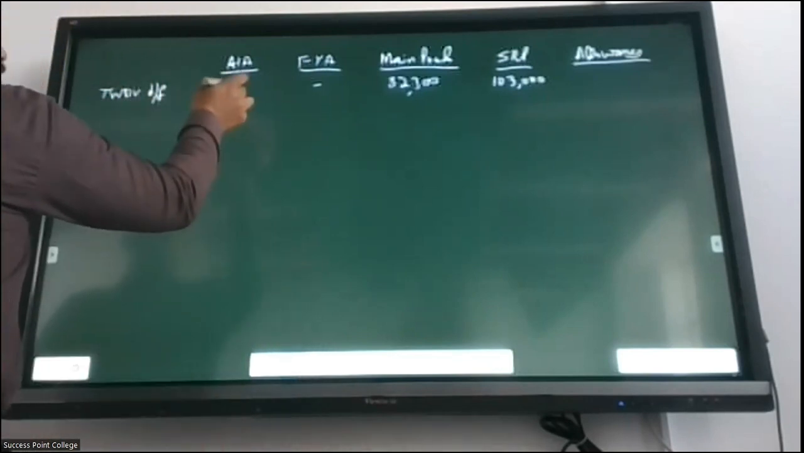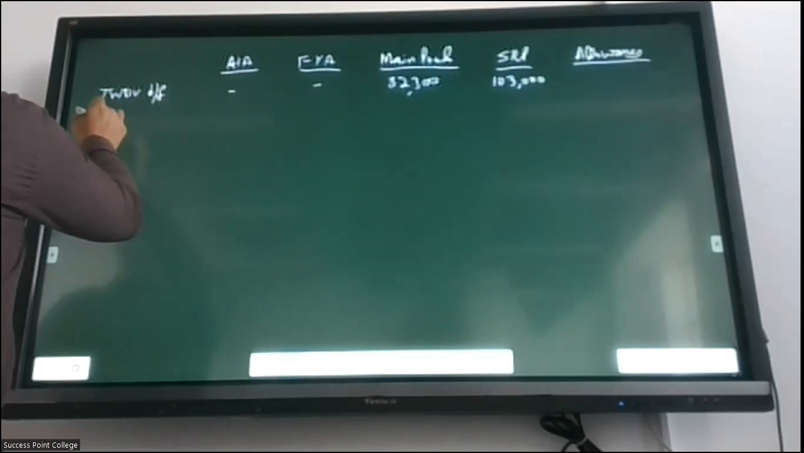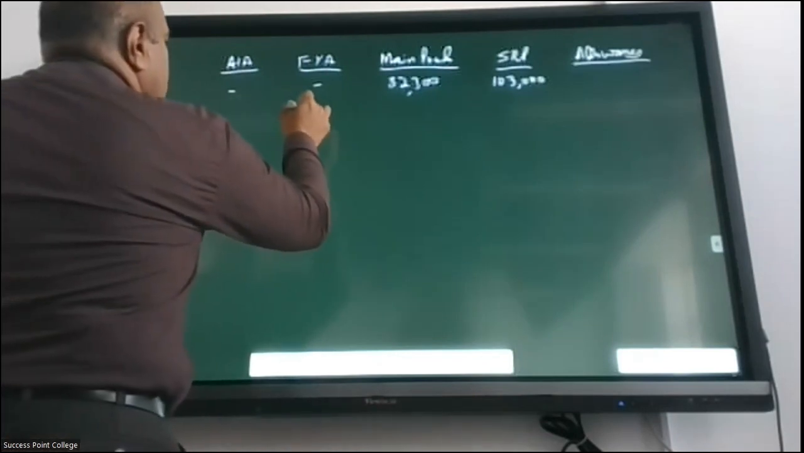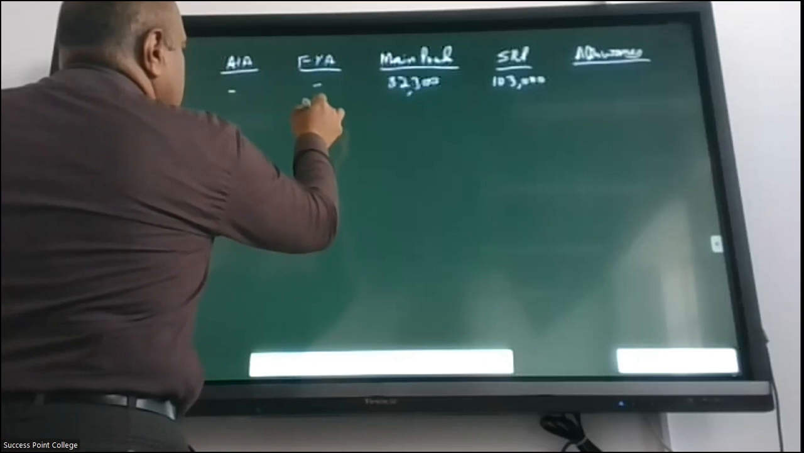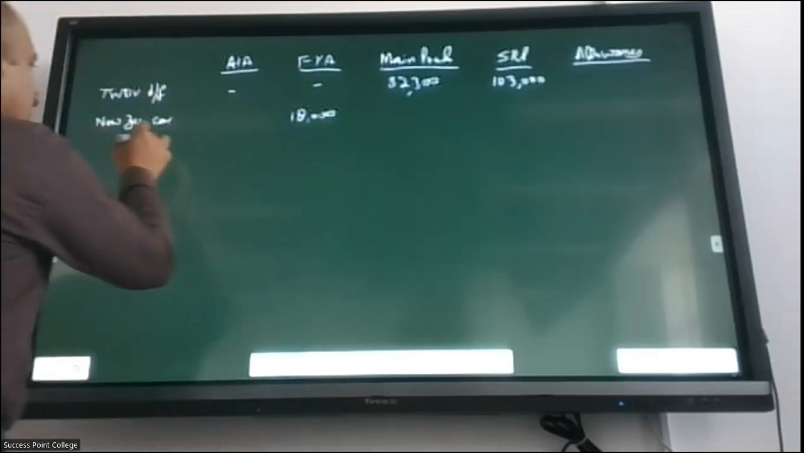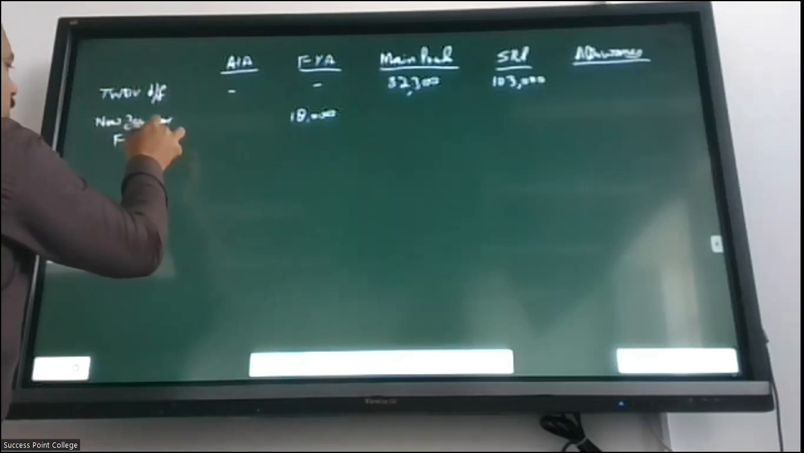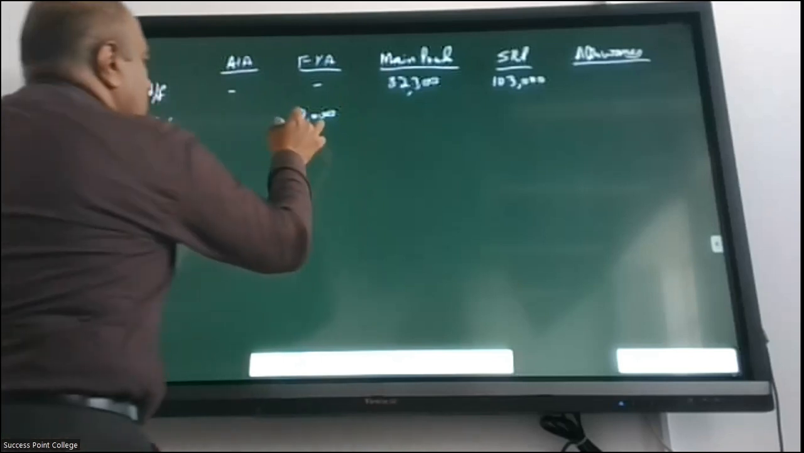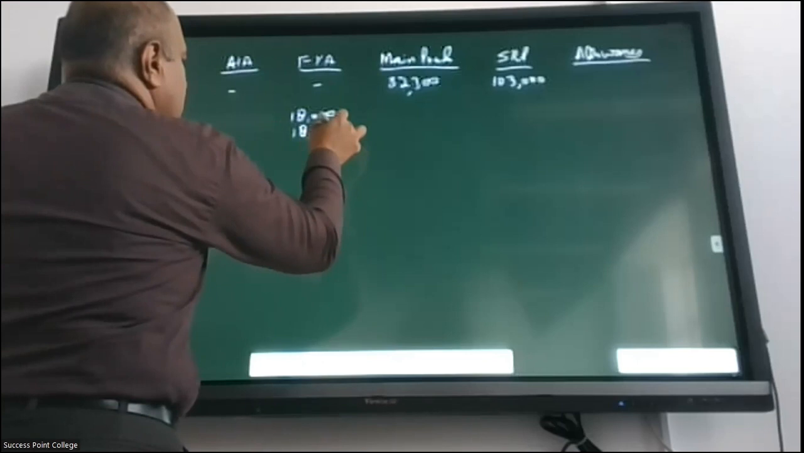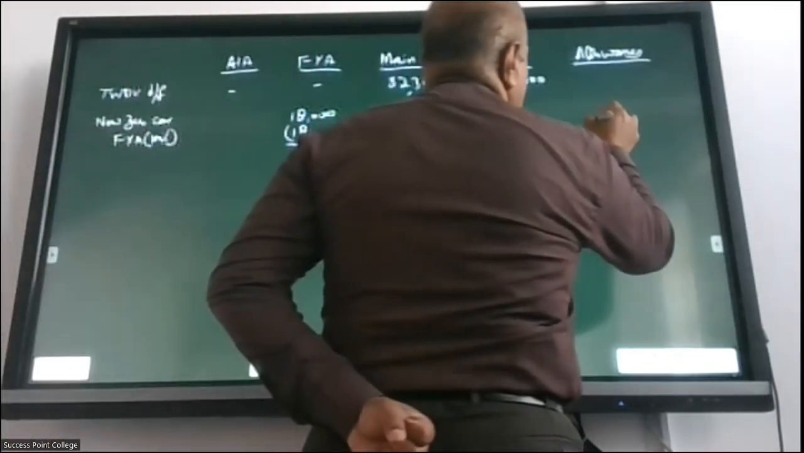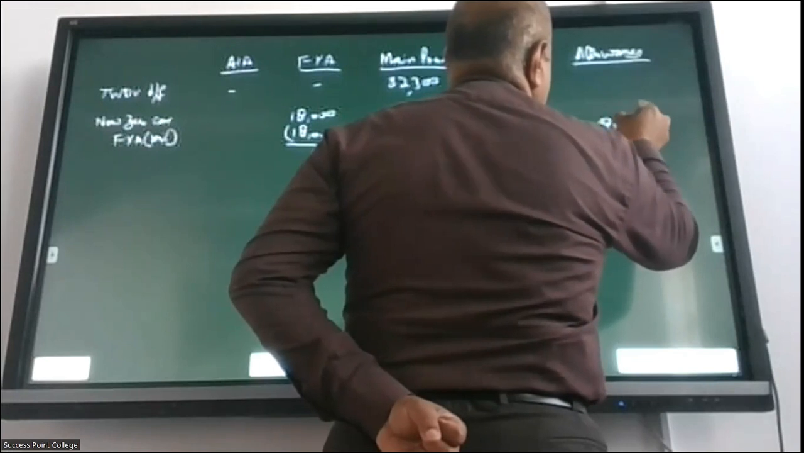18,000. So let's go first for the new zero emission car. That was purchased for 18,000. Simply write under the FYA and then claim first year allowance 100%. 18,000, I will claim it as allowance, nothing balance. So the whole amount is written under the allowance column.